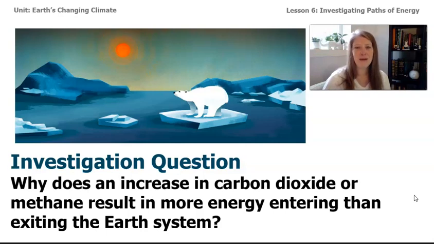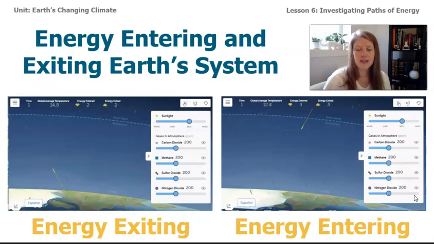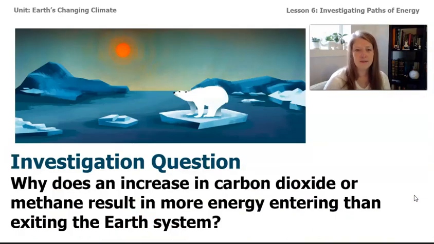What is it specifically about carbon dioxide gas that makes more energy stay in Earth's system than be able to exit? And when more energy is entering Earth's system than is exiting it, just like we can see in these pictures here, the global average temperature goes up and the ice on the Earth's surface starts to melt. So the investigation question that we're going to look at today is why? Why does the increase in carbon dioxide or methane result in more energy entering than exiting? This is what we're going to really be digging into.